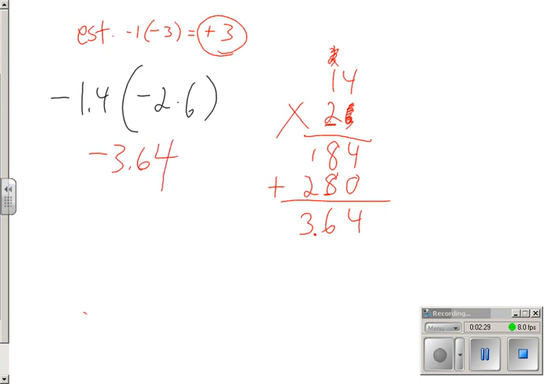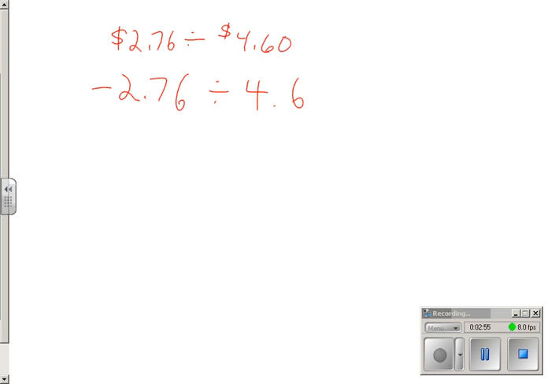Okay, that's the first Show You Know. Let's look at the second one. It's a division. It says negative 2.76 divided by 4.6. Now I said before, if you're dealing with rational numbers, sometimes it's easiest to think about the estimation in terms of money. So if you had $2.76 and you had to divide them into piles of $4.60, how many piles could you make? Well, you might be saying, well, I can't even make a pile. Right. Therefore, your answer is going to be less than 1.